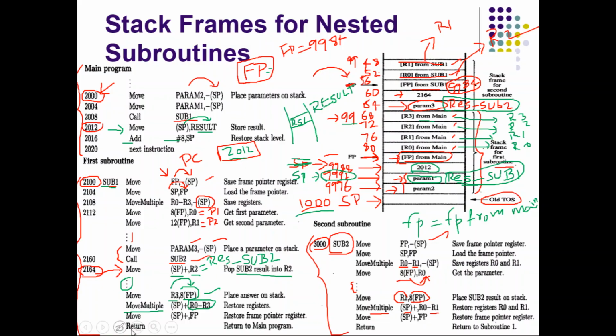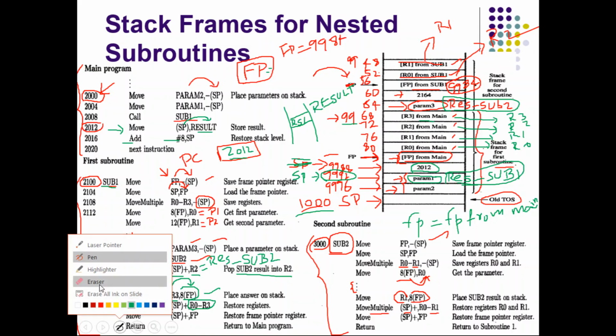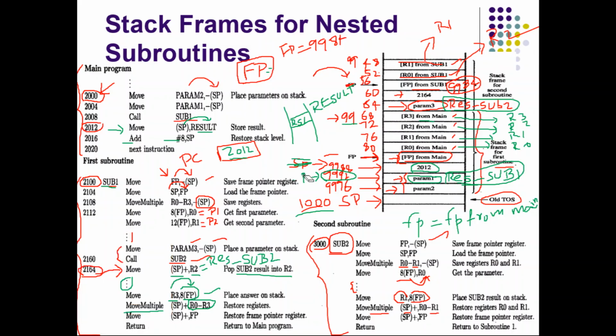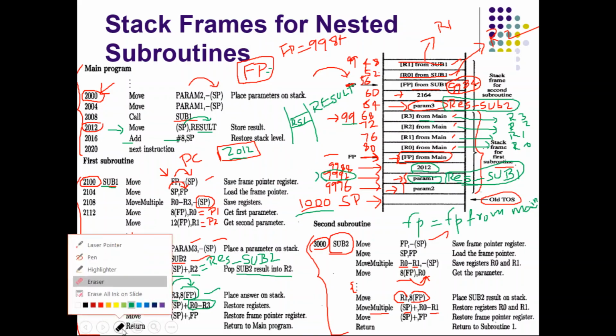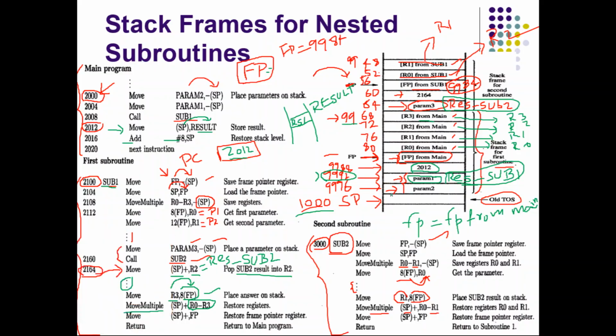So before starting the main program also, if you recollect, the stack pointer was pointing to 1000, okay. So once all the returns were executed, again the stack pointer should come to that same location. Then it means that everything is going fine, right, okay.